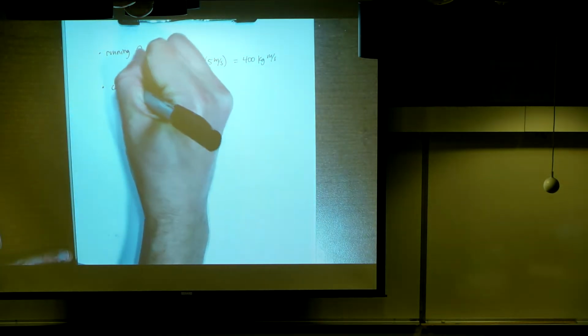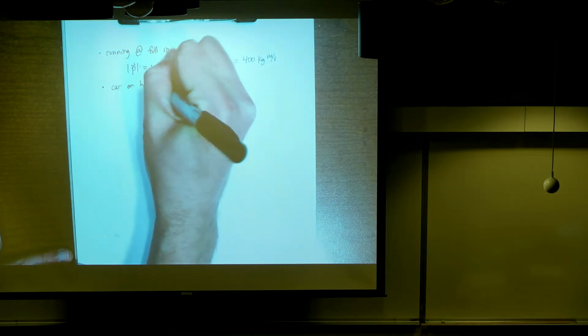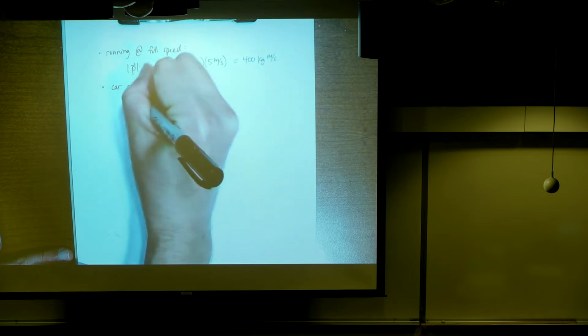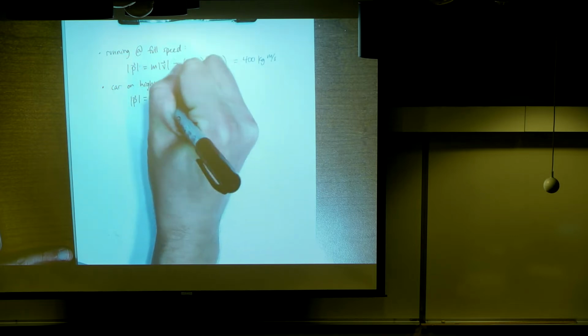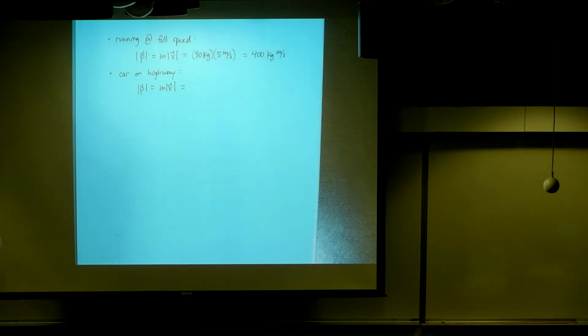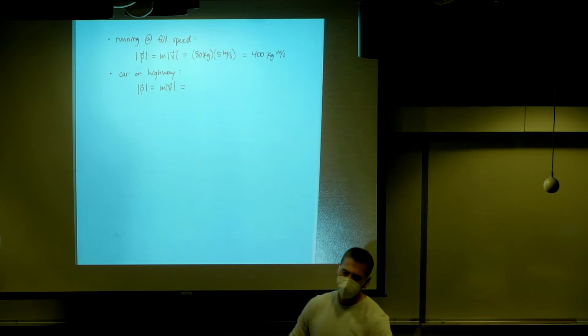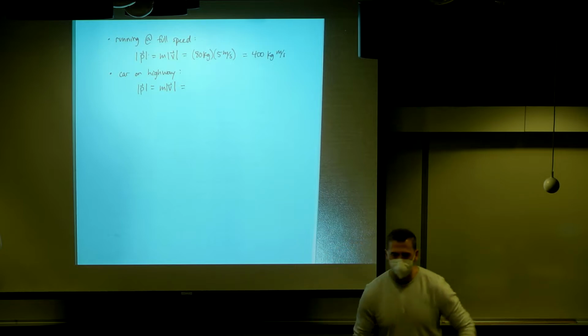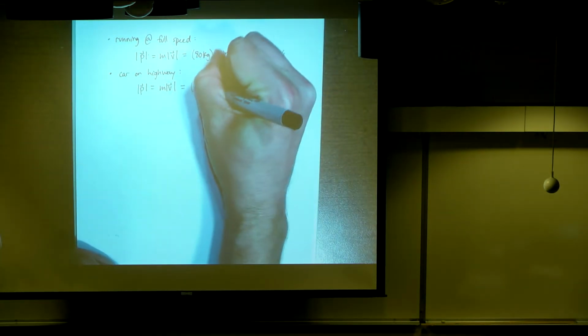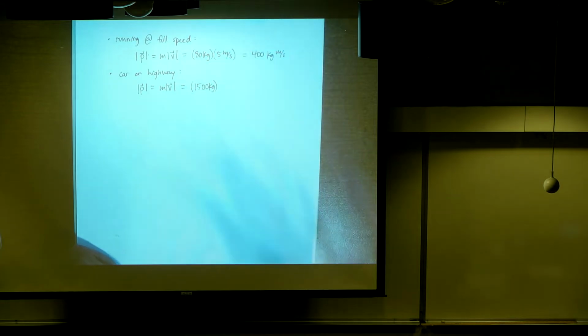Okay, so for the car on the highway, it's the same calculation, but a different mass and a different speed would be relevant. So, okay, what should I plug in for the mass of a car? I mean, we kind of understand what the mass of a car is in pounds, maybe a little bit more easily, a few thousand pounds, right? Depends on what kind of car you have, but I think a reasonable estimate might be 1,500 kilograms for a mid-sized car.